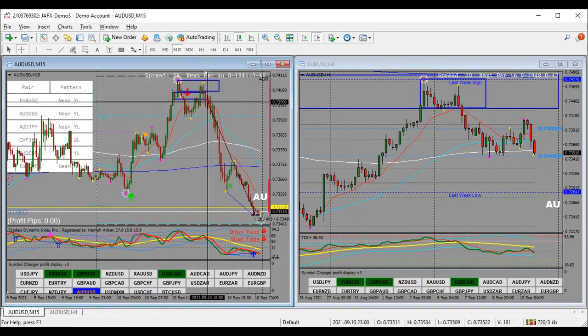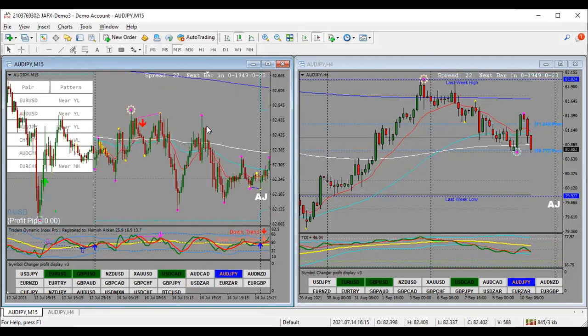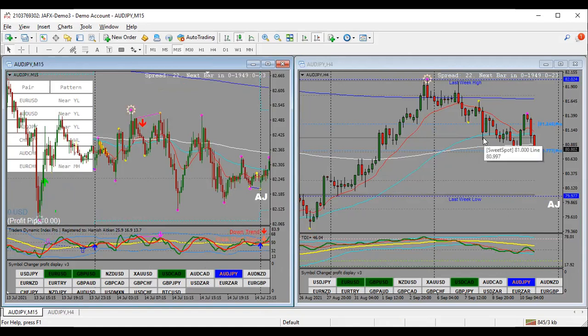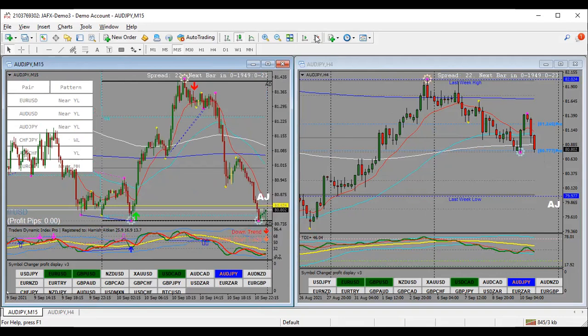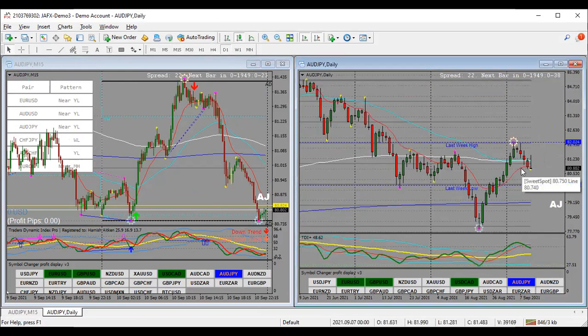How many pips did it do? Almost 50 pips. Exactly. Perfect entry, perfect method. So I just need to click on these levels, and it will show me H4 and M15. Did you see that? Now look at the H4 and look at the M15. Now let's look at this AUD JPY, the daily time frame.